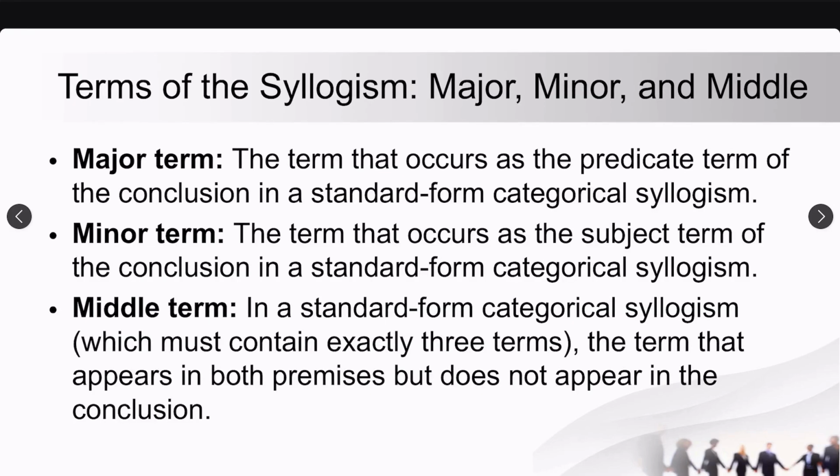Now let's move to what major, minor and middle term means. इसका देखते हैं. So moving with the first one, that is the major term, the term that occurs as the predicate term of the conclusion. Minor term आपका है the term that occurs as the subject term of the conclusion, and the middle term in a standard form categorical syllogism is the term that appears in both premises but does not appear in the conclusion.